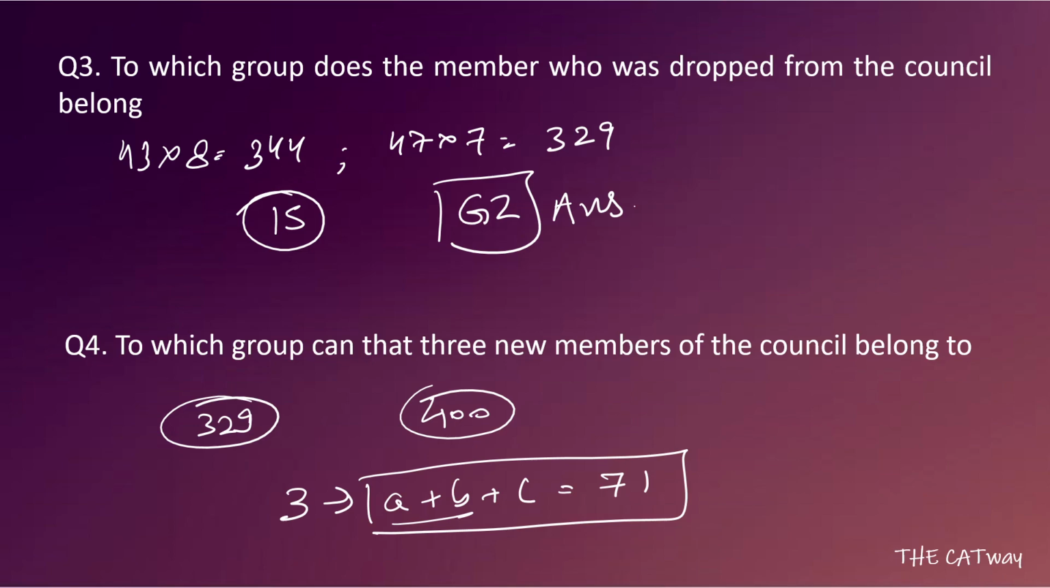So we can conclusively say that all the 3 new members of the council will belong to group 3, and that will be your correct answer. So with this, the set is done. I hope you have understood it well.